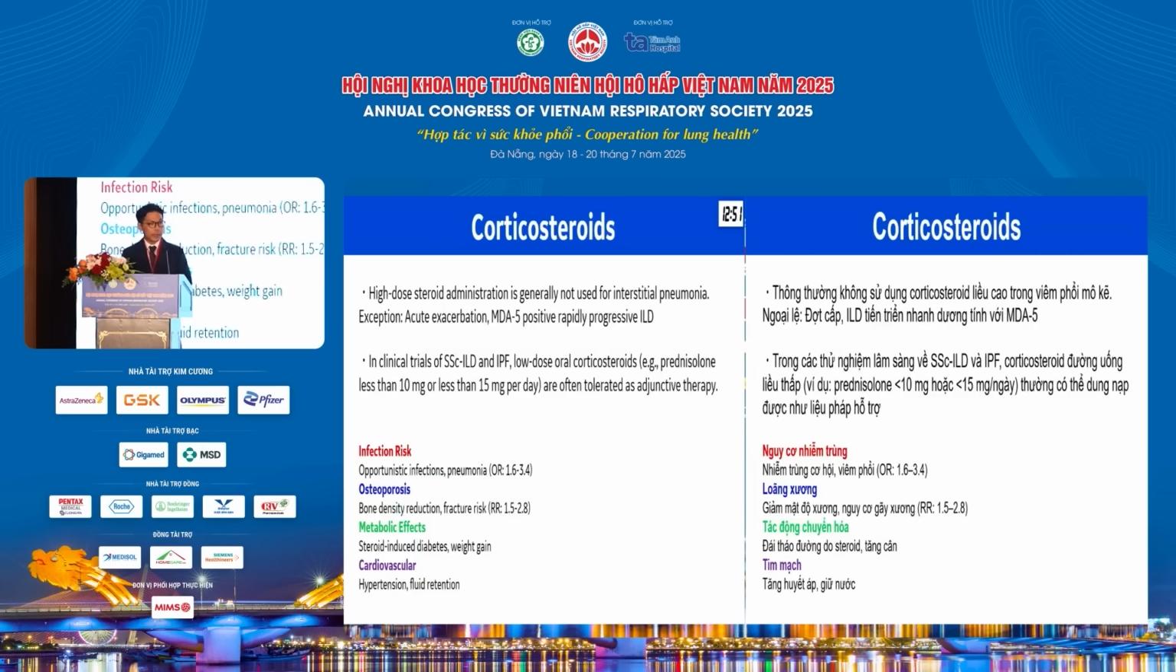So now let's move on to drugs. High-dose corticosteroids are generally not used for the treatment of interstitial pneumonia, but they may be administered in cases of rapidly progressive interstitial pneumonia positive for MDA5, or acute exacerbation of interstitial pneumonia, where a strong anti-inflammatory effect is anticipated.